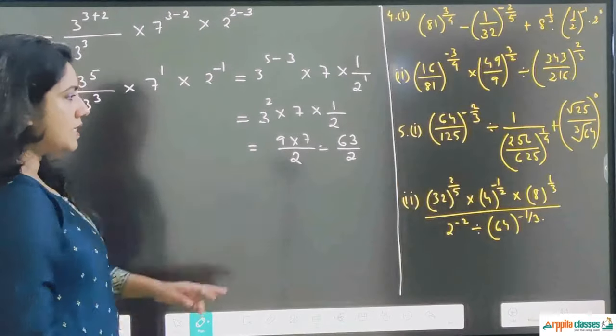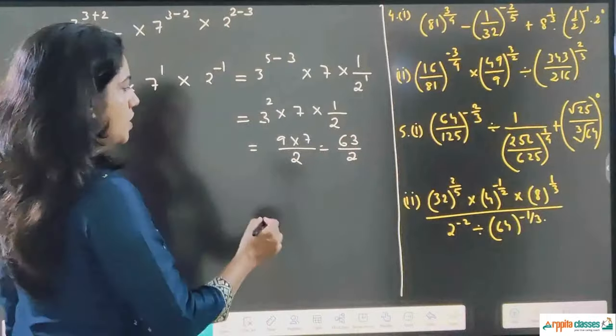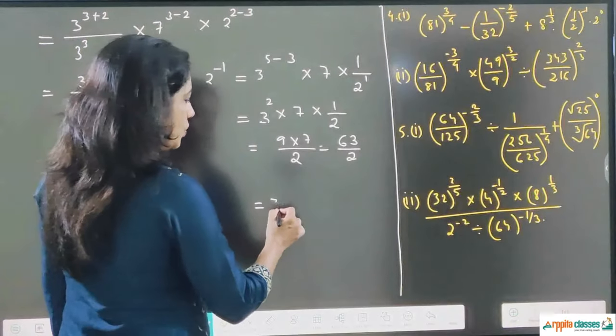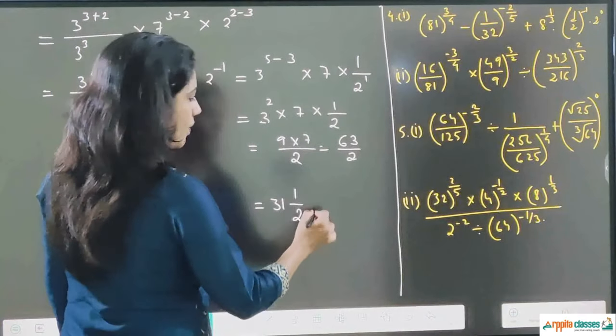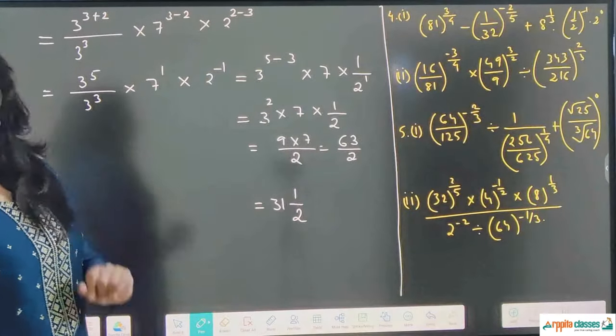Okay, now since the question is in fraction form, we can keep it this way, but we'll just convert it into a mixed fraction. 2, 3, 2, 1, 31 whole 1 by 2. So this is the answer for the second part of the fourth question.